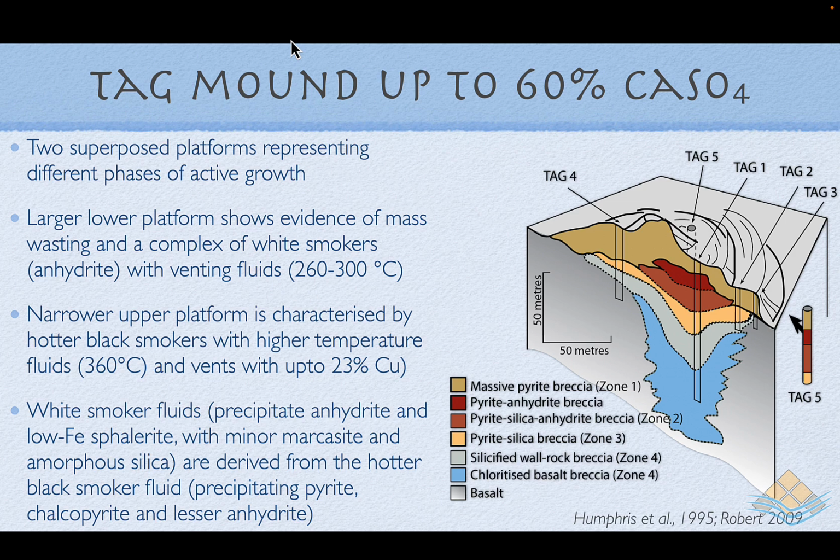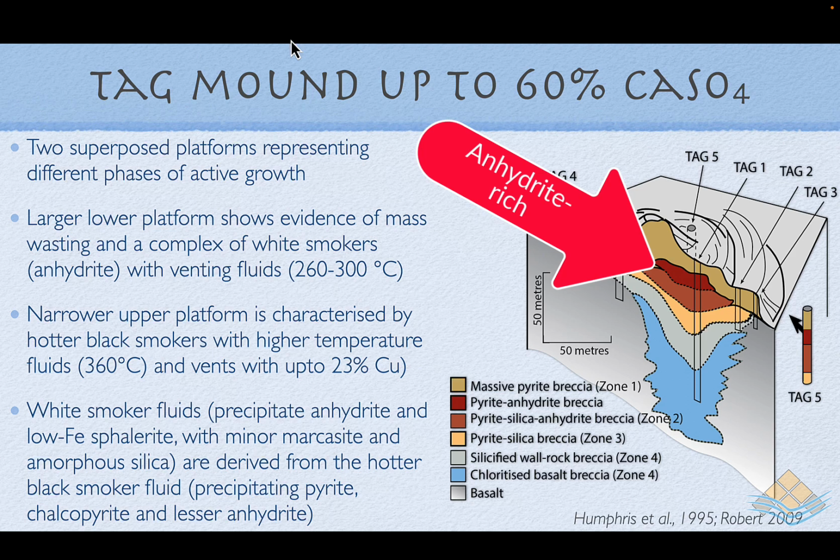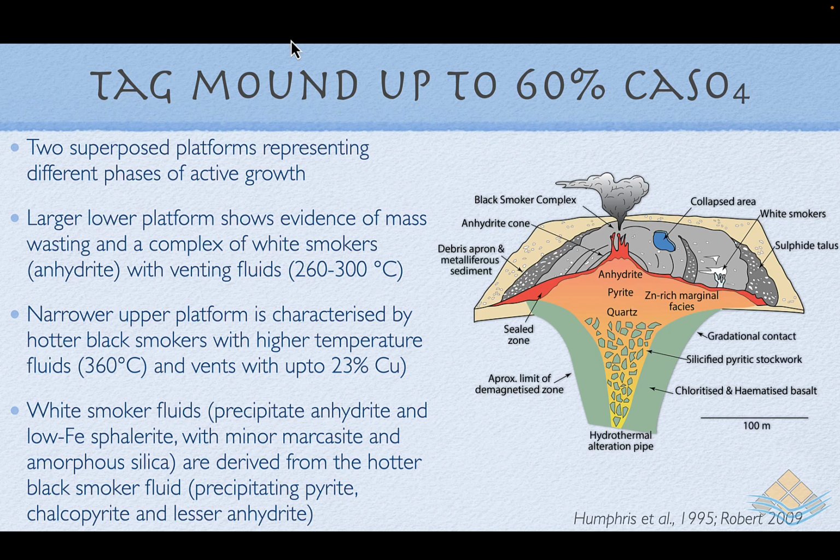If we look at the internal structure of the Tag Mound, we can see that there is, covering the crest of the upper position, a massive pyritic breccia. But below that, we have a range of anhydrite-rich material extending all the way down 50 meters into that succession. We have varying levels of anhydrite, with anhydrite dominating in the lower portions of the active venting region of the system.